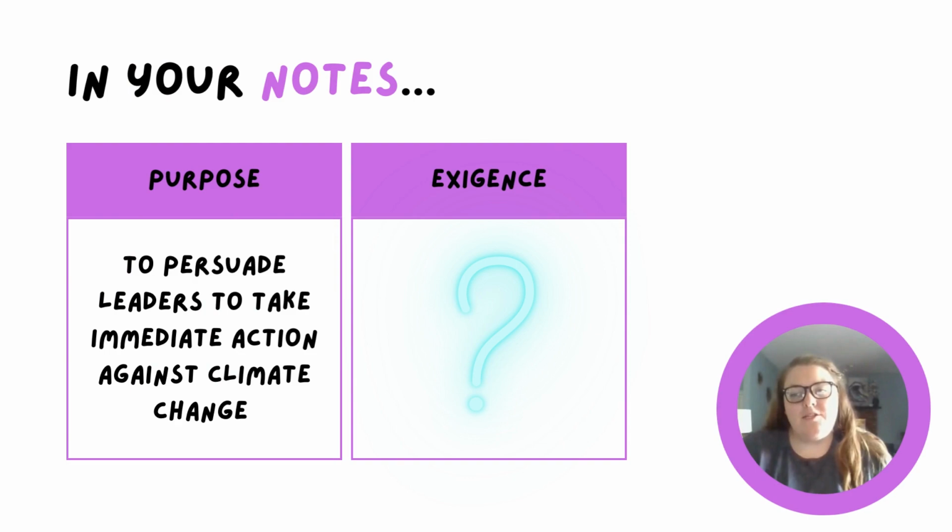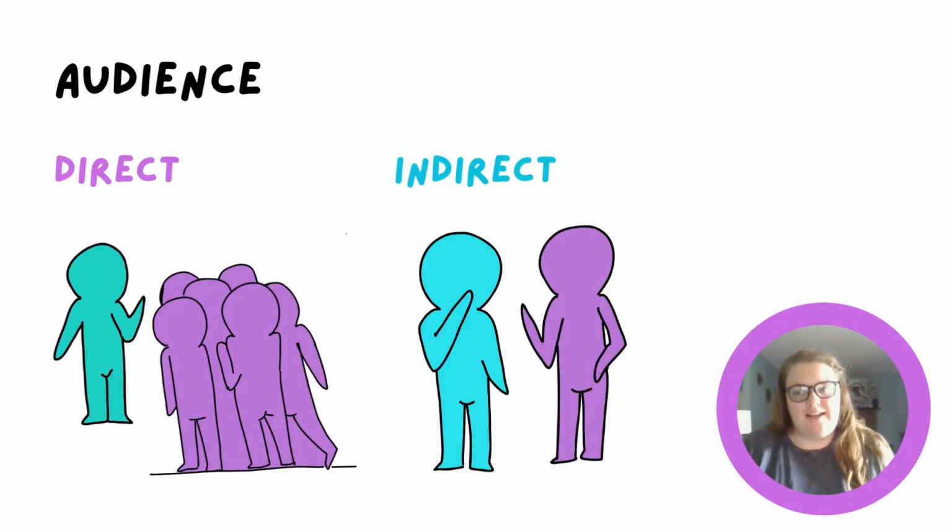Let's think about this in terms of Greta's speech. If the purpose or desired effect was to persuade leaders to take immediate action against climate change, what was the exigence? Now remember, exigence can be an event, but it can also be an experience, an observation. Exigence is whatever moved the writer to speak. Write your answer in your notes and explain. Once a speaker defines their purpose, they need to consider the audience.